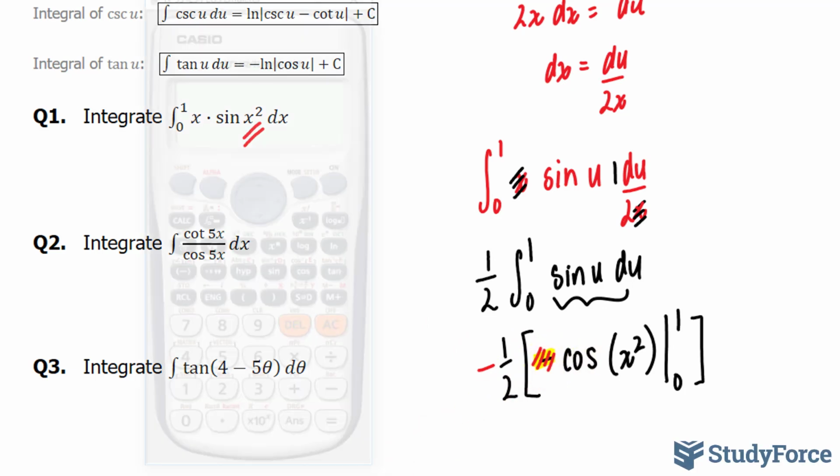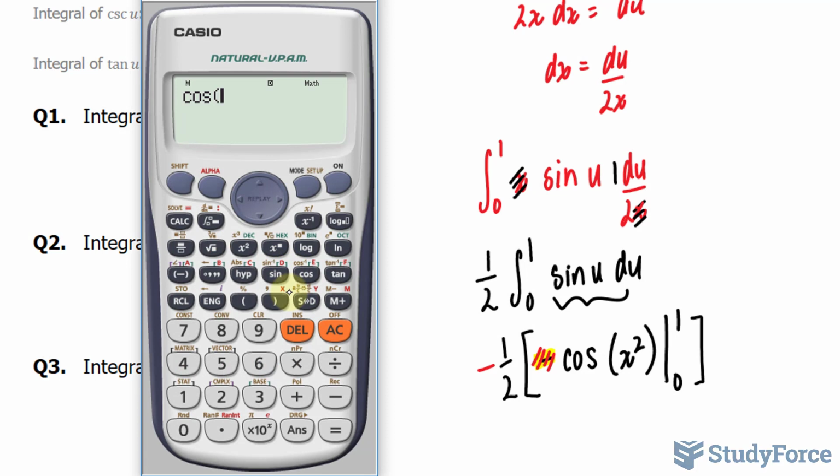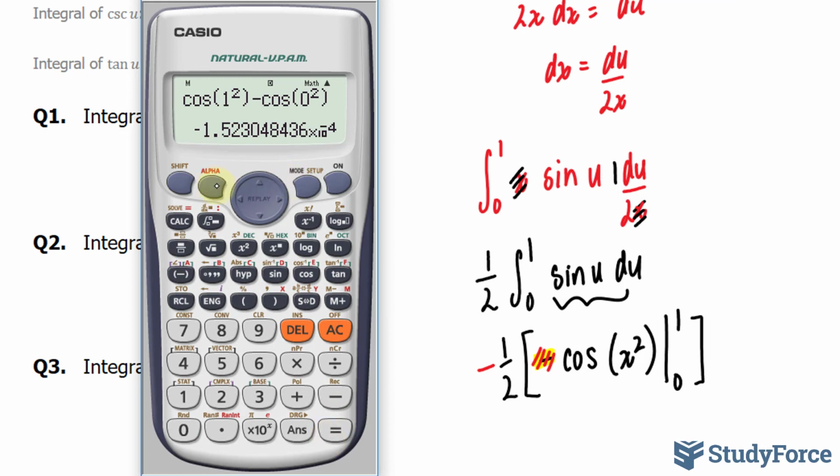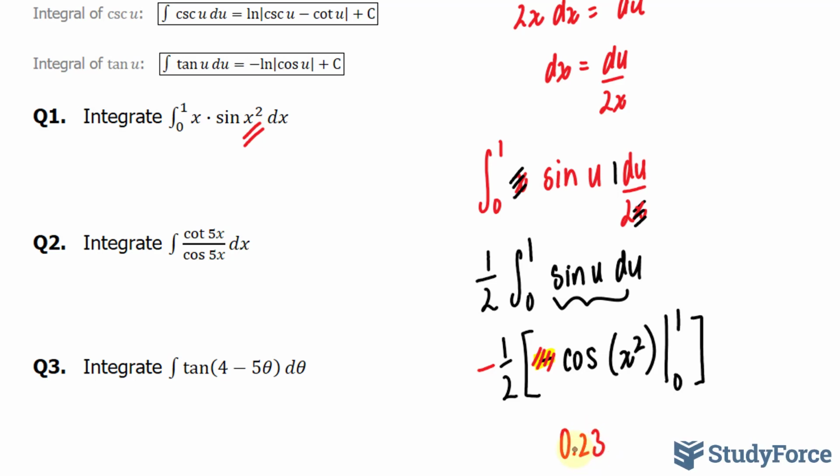Evaluating cosine x to the power of 2 minus cosine 0 to the power of 2. That's the ratio that you get in degrees. If you were to put this in radians, you would end up with the following. It's up to you which one you want to choose. They don't specify. I'll continue using this times negative 0.5 gives us an answer approximately 0.23. That's the area underneath the curve between 0 and 1 of this function.